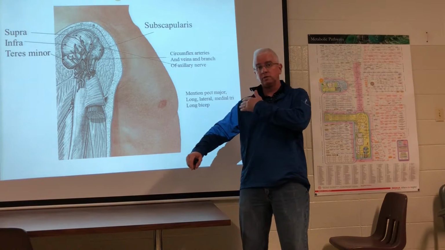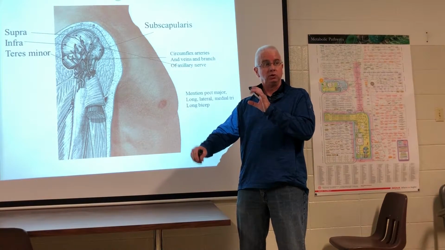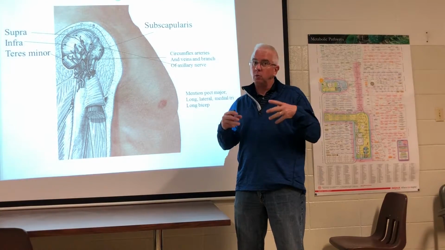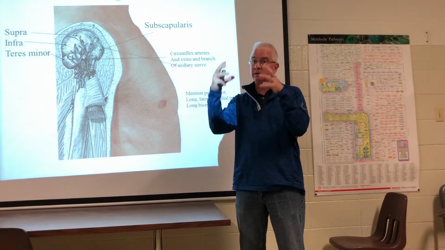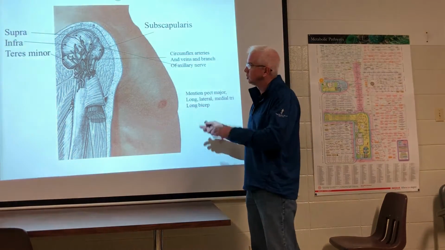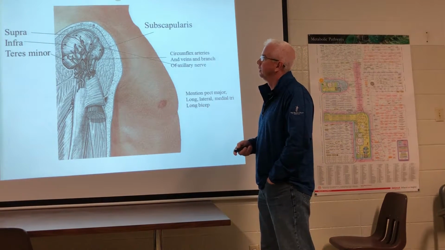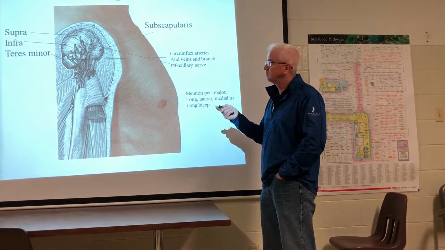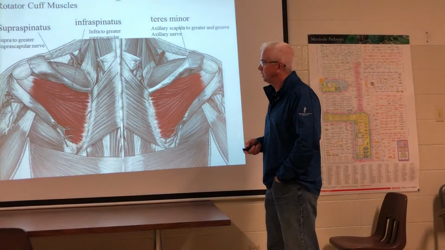So the head of the humerus is a large head and a small fossa, which means it is a very mobile joint. So we need some things in place to make sure the head of the humerus stays in that fossa. And these are major contributors here: the supra, infra, and teres minor. Now, the only muscular support on the front here supporting this articulation is the subscapularis.